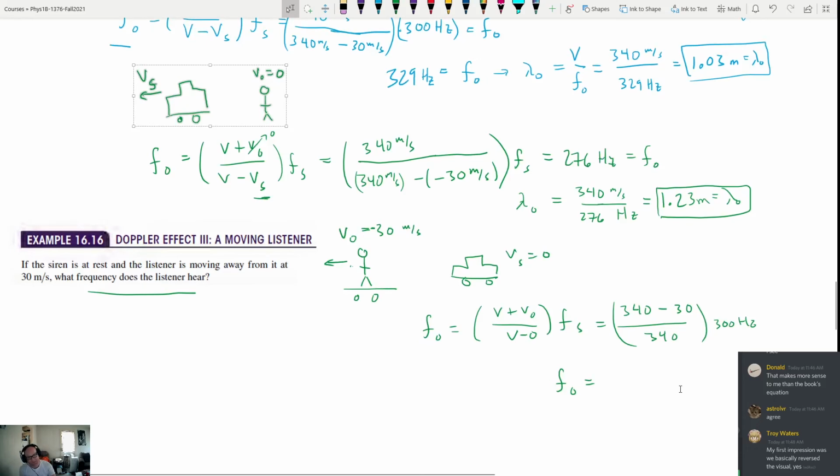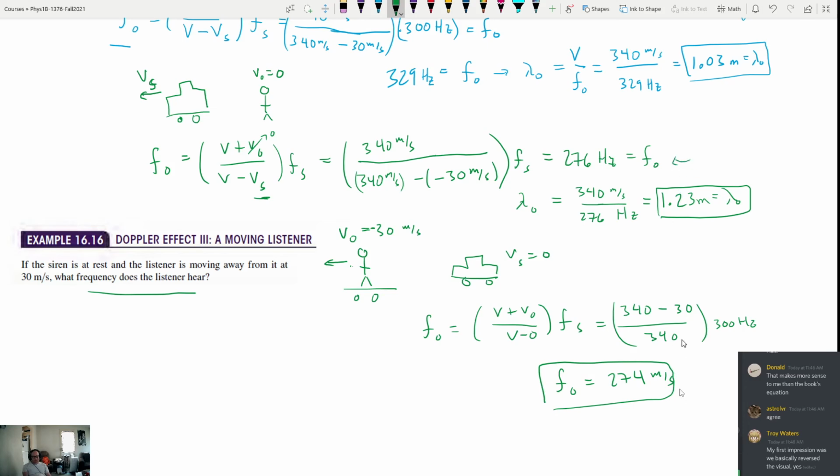But interestingly enough, you get a different answer. We get 274, and it looks really close to the same answer, but it's definitely not the same answer, right? It looks really close to 276, but they're definitely not the same. So interestingly enough, the Doppler effect can kind of distinguish between relative motion where normal motion doesn't.